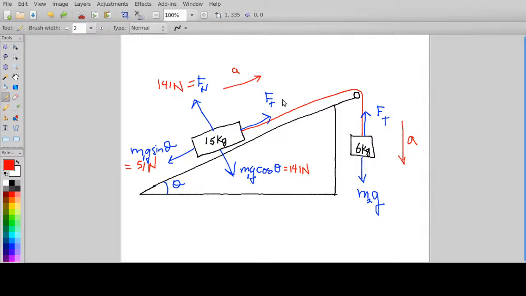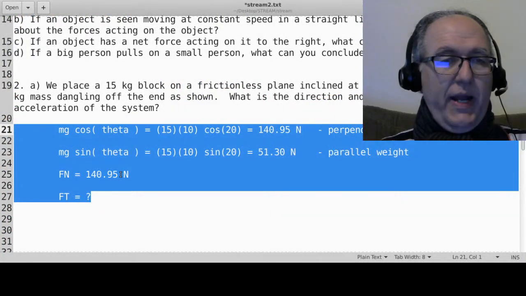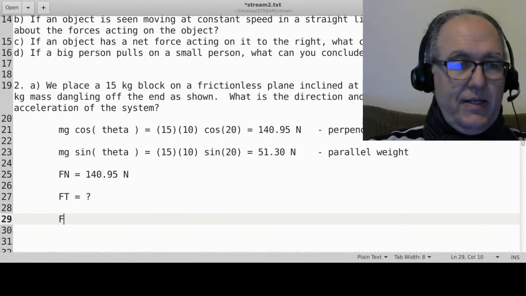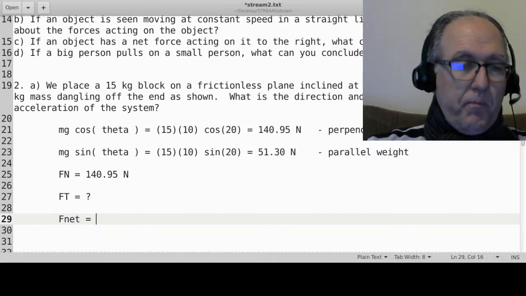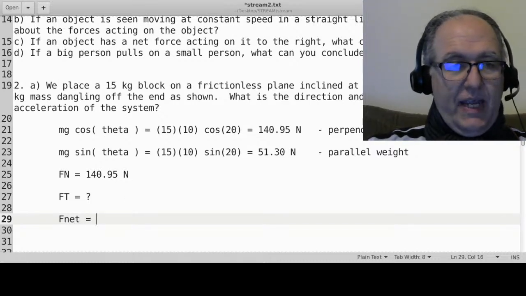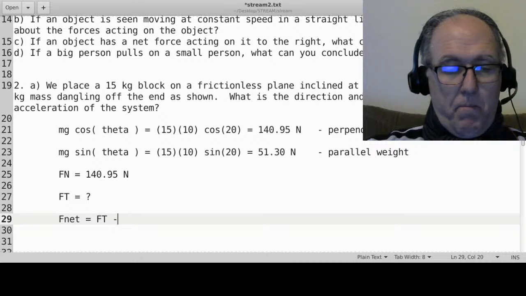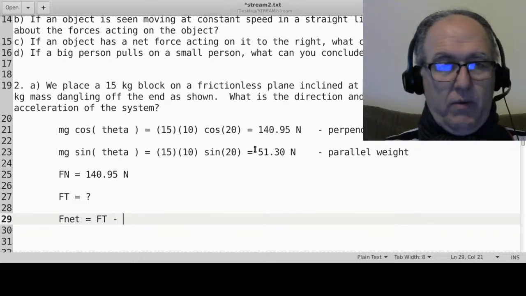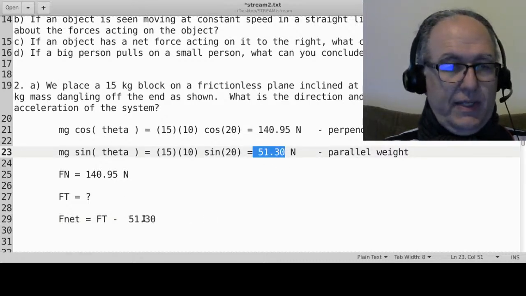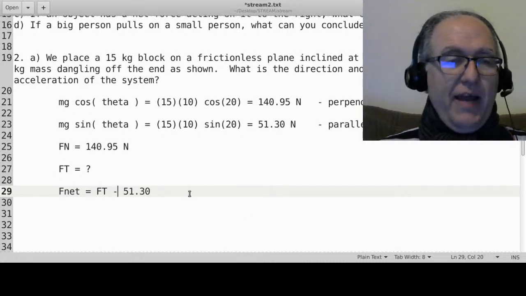Now Ft has to be bigger than the 51 newtons because Ft is succeeding in pulling A uphill. So the net force here must be Ft minus 51. So over here, we can write that F net must equal the Ft minus the 51 newtons, or we'll write it out 51.30 newtons, like that. Okay, that is your F net for number one.